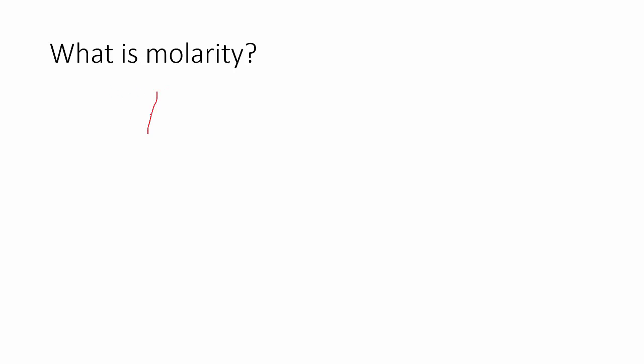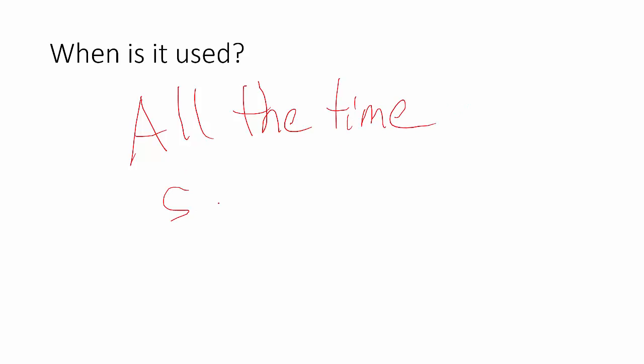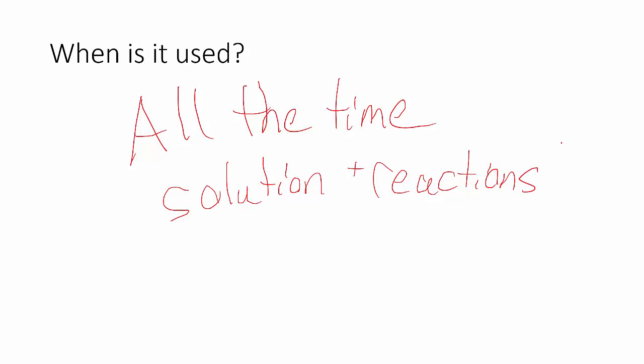So first question is, what is molarity? Well, the simple definition is molarity, which is usually a capital M, equals the moles of the solute, the stuff that's being dissolved, divided by liters of solution. So that's the simple definition. It's moles divided by liters of solution. So when is it used? All the time. Just like all the time in chemistry. Whenever you have a solution and reactions, you're going to be using molarity. It's going to come up a lot.